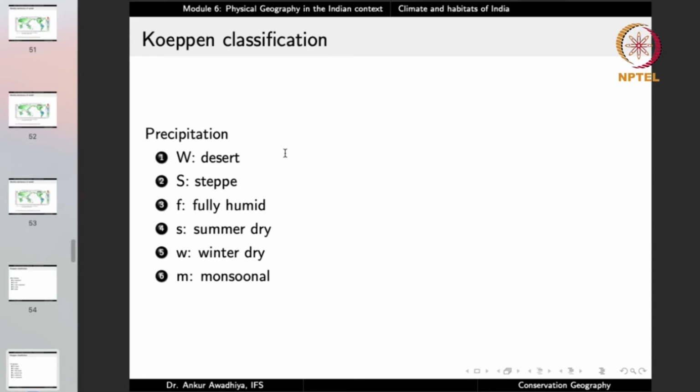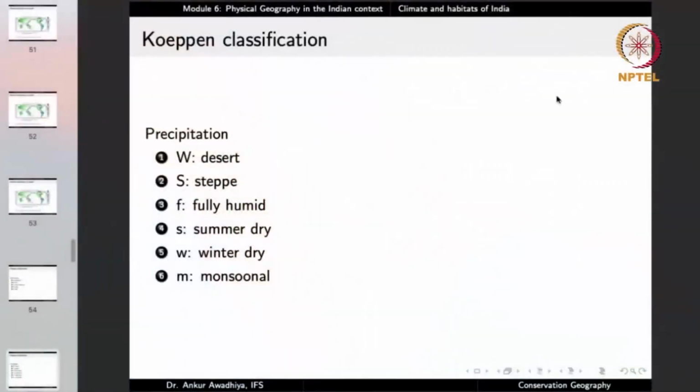Next we have capital S, which is a steppe sort of a precipitation. Now steppes are grasslands, and steppe precipitation refers to an area that is semi-arid. So it is not dry enough to become a desert, but it is not wet enough to become a forest. So this is a mostly dry area, but it supports some amount of vegetation in the form of grasslands.